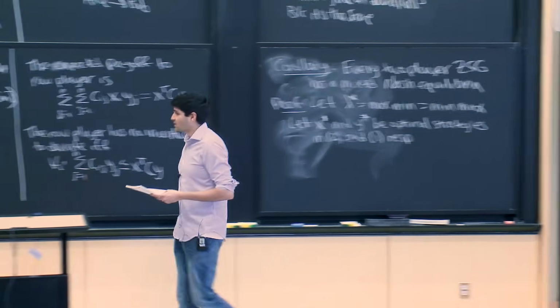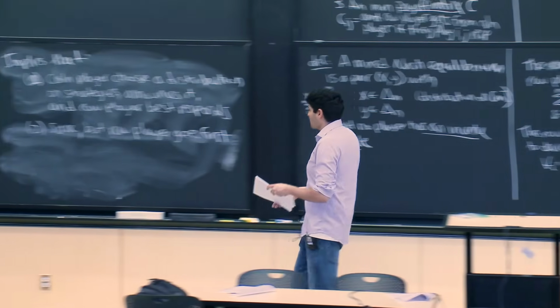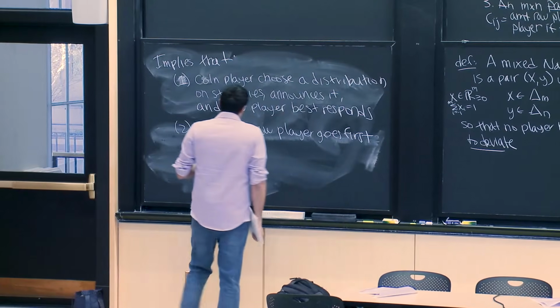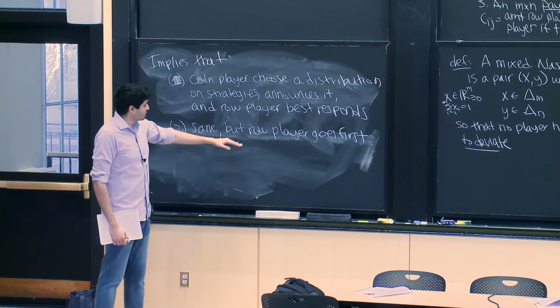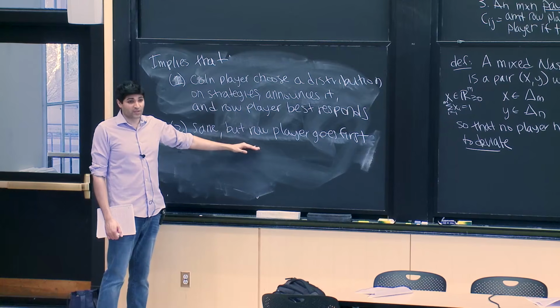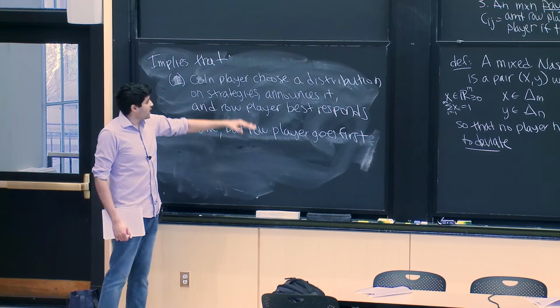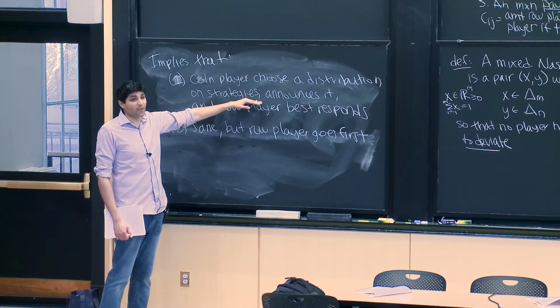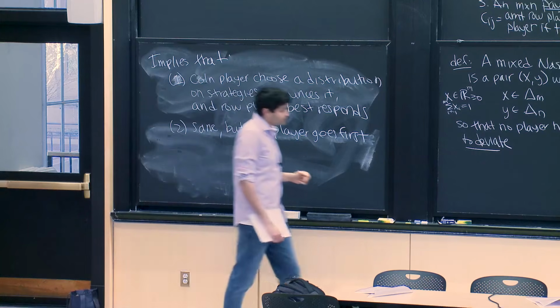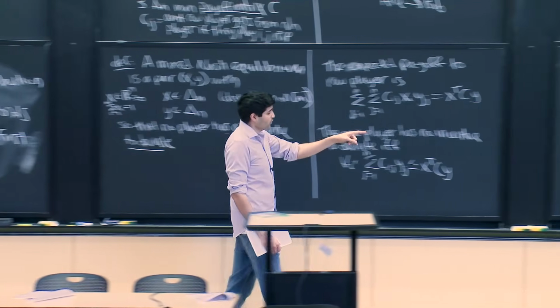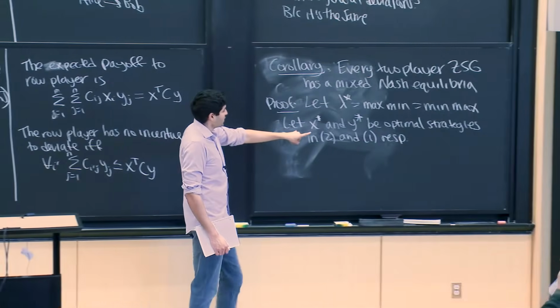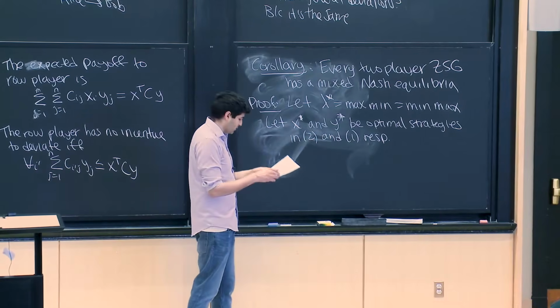So the way to think about it is in these different scenarios, right? So x star is the answer when the row player is forced to go first. Y star is the answer when the column player is forced to go first. And what I'm going to prove is that these pair of strategies really are a mixed Nash equilibrium.